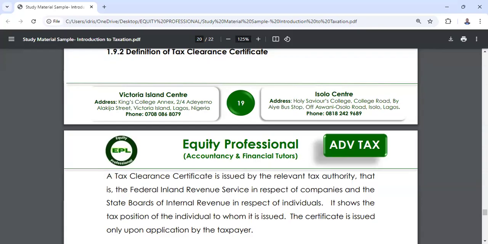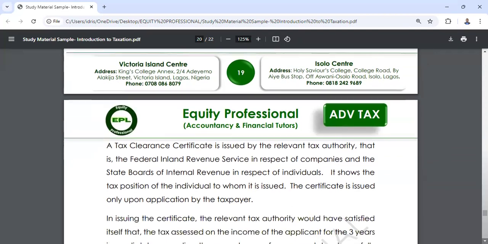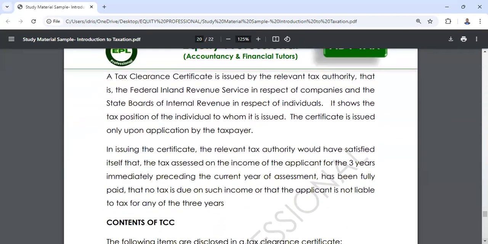A document or certificate issued by the relevant tax authority to the taxpayer, serving as evidence that all tax obligations have been complied with. It's a tax clearance certificate.